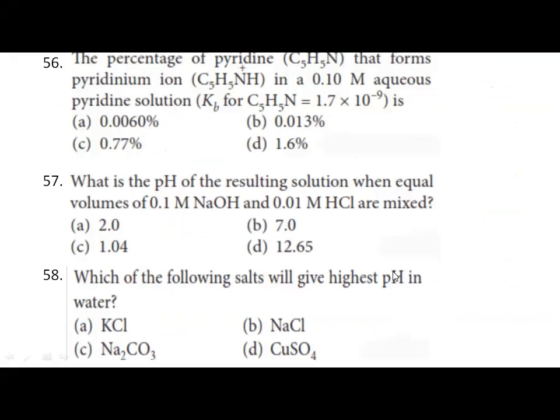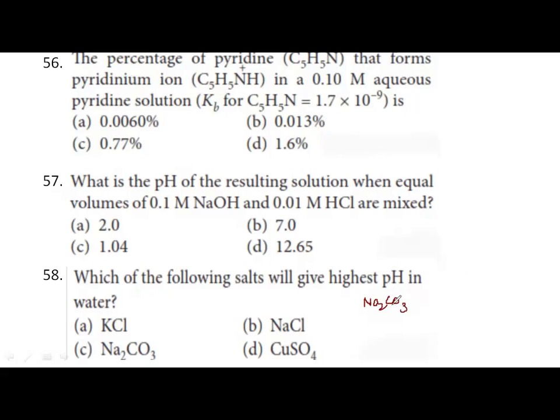Next, which of the salts will give the highest pH in water? See, the salts of a strong base and a weak acid will produce a basic solution with pH greater than 7. Highest pH means it should be in basic form, correct? The pH range is 1 to 14. So if you see KCl, yes, it is formed from KOH and HCl. Both are a strong acid and a strong base. NaCl is formed from a strong acid and a strong base, therefore not possible. Na2CO3, how is it formed? Na2CO3.